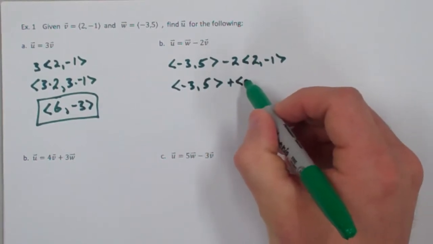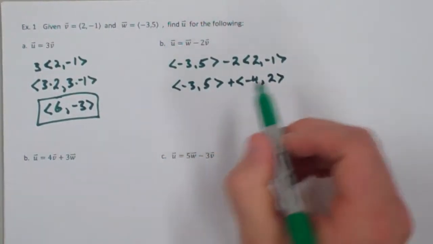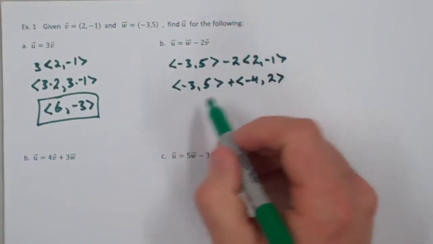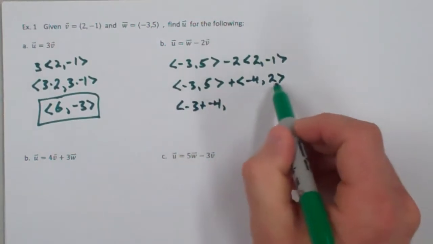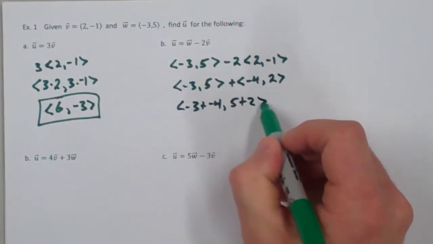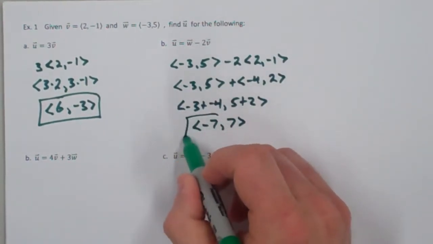So I like to make that addition. So I'll distribute that -2 all the way across. And then we can just add these up. So we've got -3 plus -4, and then 5 plus 2. So this is -7, 7.